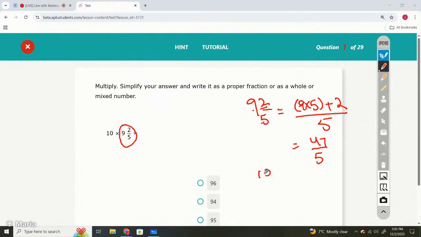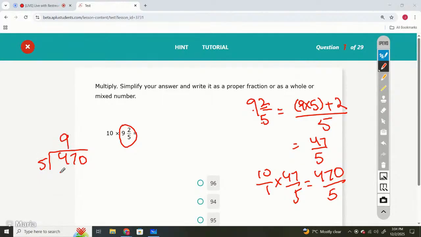So we have to do 10 over 1 times 47 over 5. 47 times 10 is 470 divided by 5. So just divide 470 over 5. 5 times 9 is 45. 47 take away 45 is 2. Now bring the 0 down. 5 times 4 is 20. So the answer is 94. The correct option is 94.